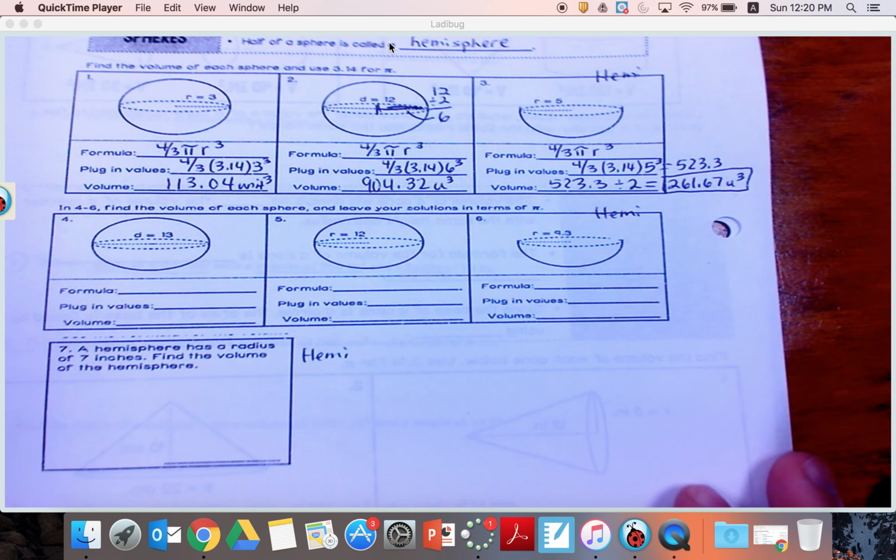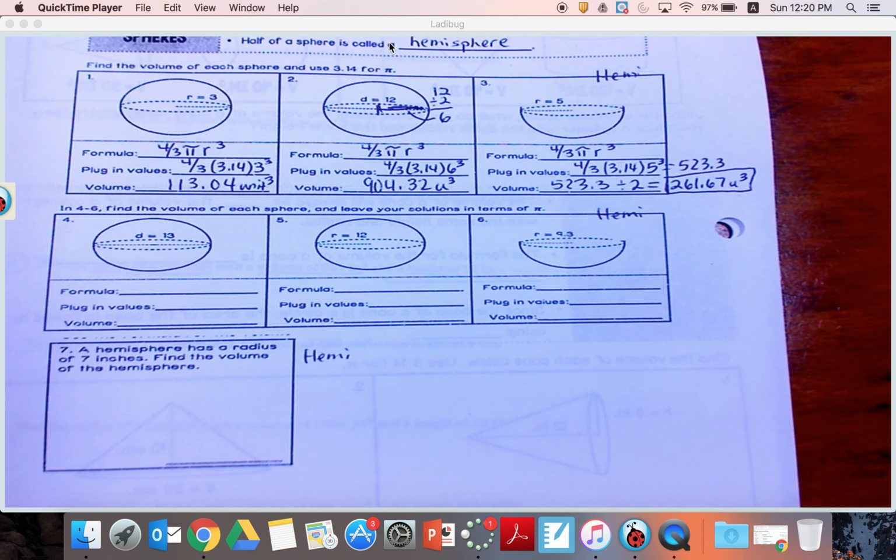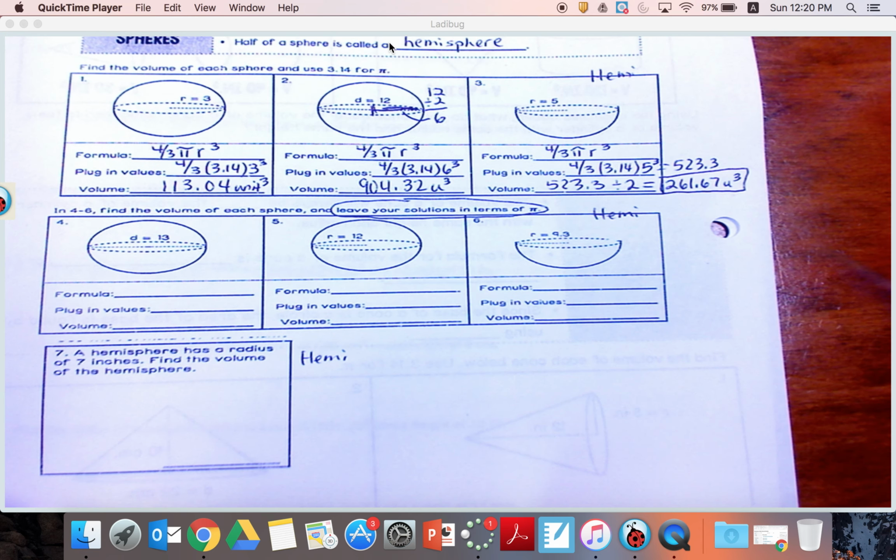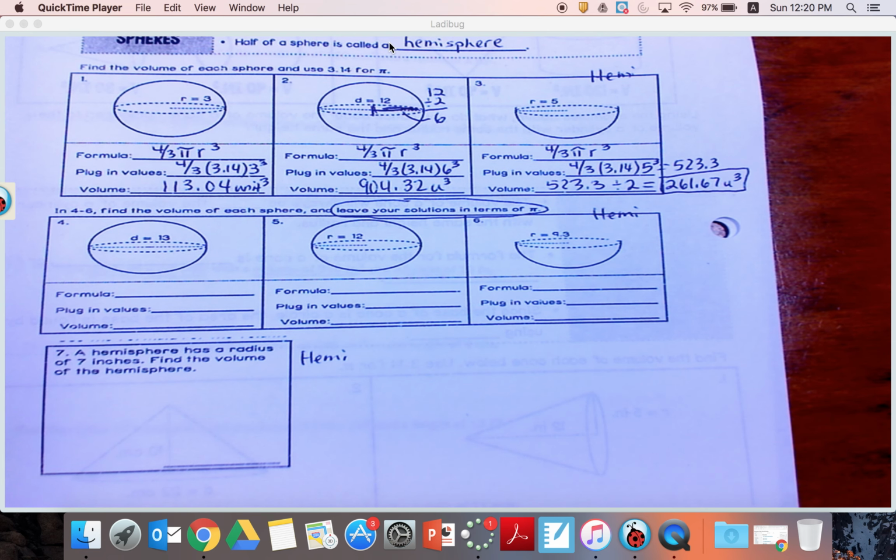All right. So numbers 4 through 6 here are pretty much the same way, but what they want us to do here is leave our solutions in terms of pi notation. So we are not going to multiply by pi. We're just going to leave it as pi. Like an answer you may get, 56 pi, 14.2 pi. We're not going to times 3.14. We're going to leave it with just pi.